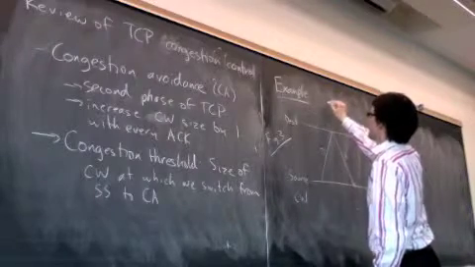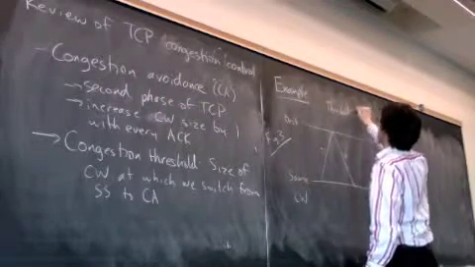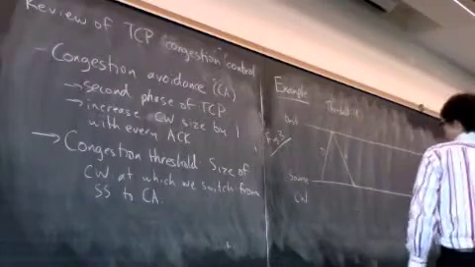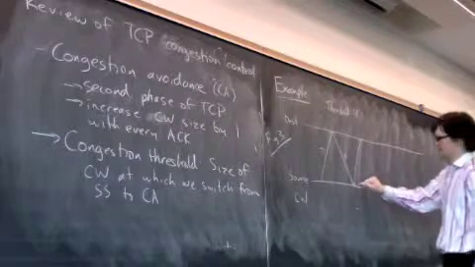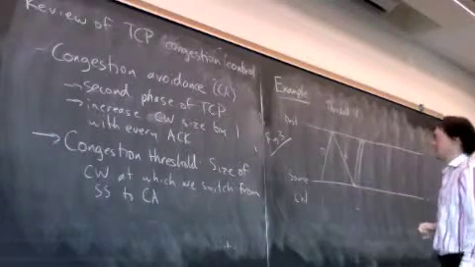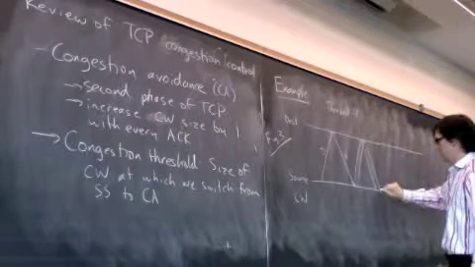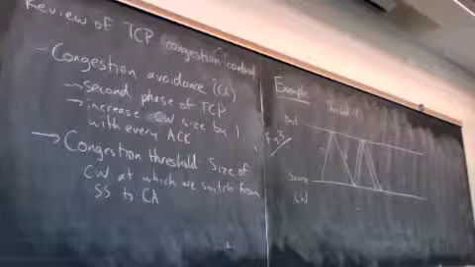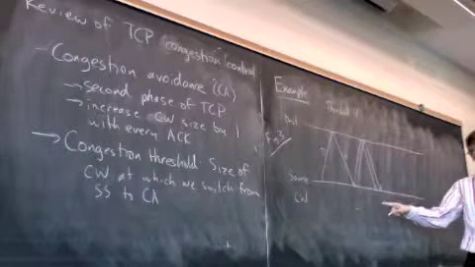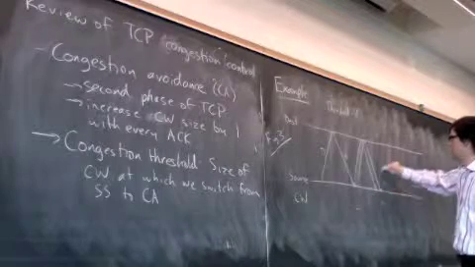Let's say the congestion threshold is 4. So at this point, I can send a data packet, and I can send another data packet immediately without waiting for it to be acknowledged. And these acknowledgements arrive here. Once the second acknowledgement successfully arrives, what's the size of my congestion window? It's 4. So now I can send 4 packets.